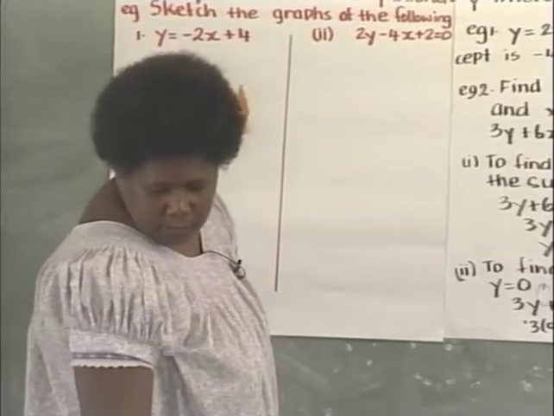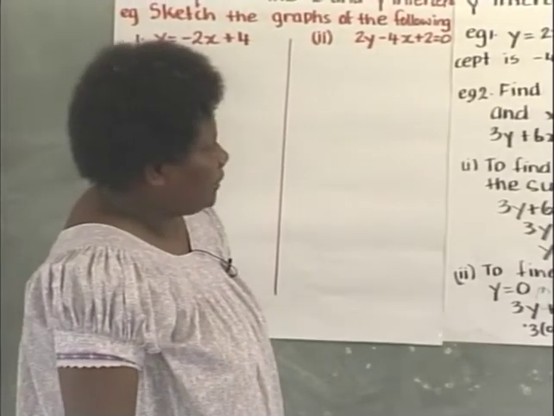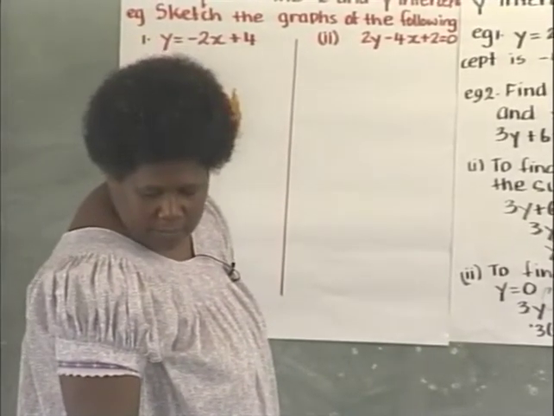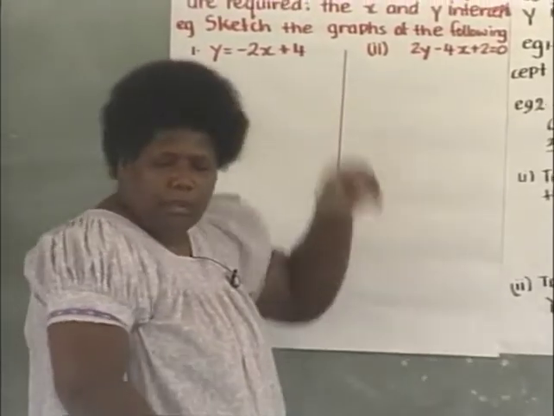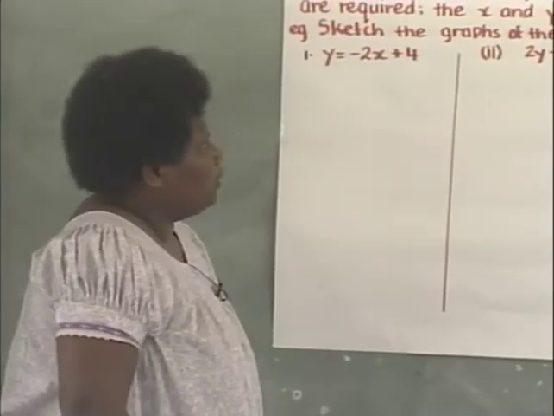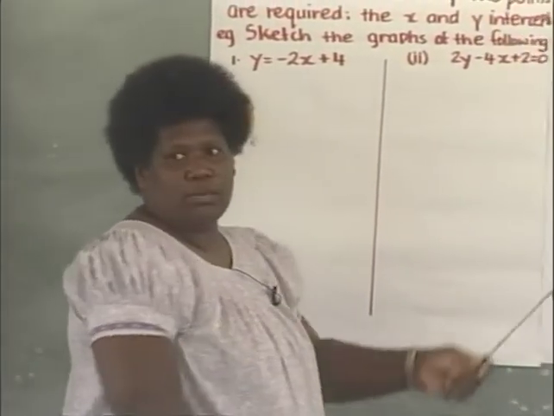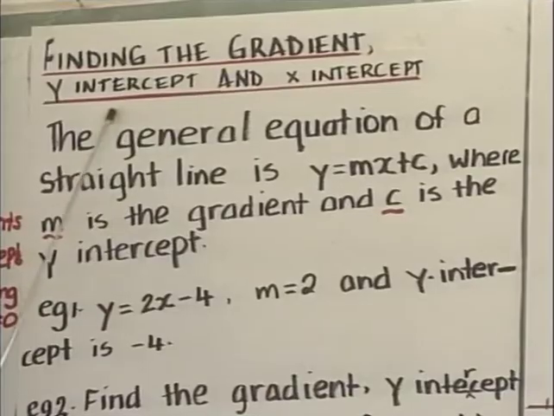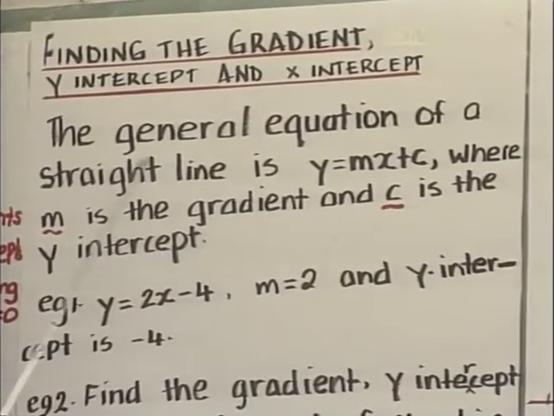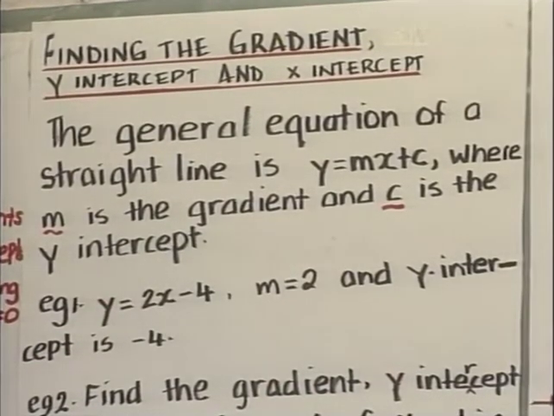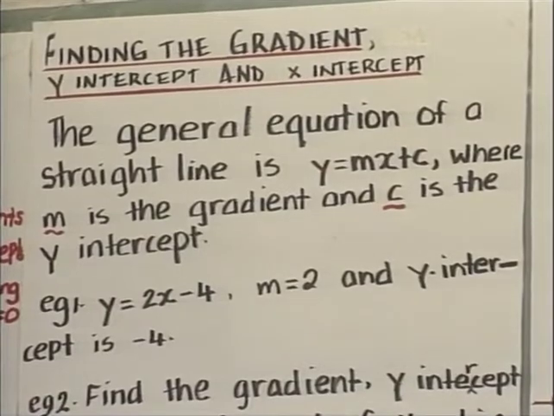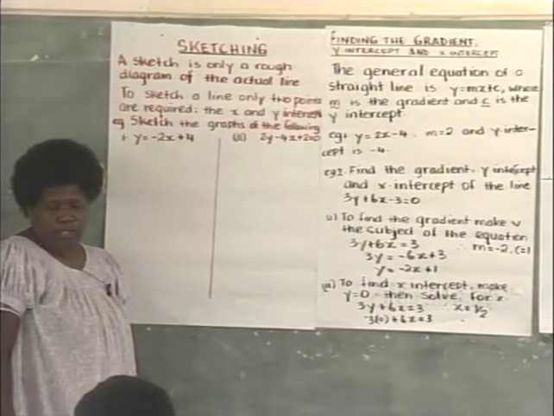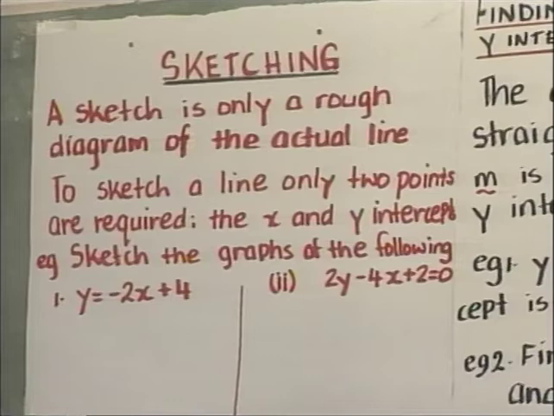Okay, that's it on the homework that you were asked to do. Now the next thing, 2 things we'll do today. One is to find the gradient, the y-intercept and the x-intercept from an equation of a straight line. And secondly, I'm going to teach you how to sketch a straight line.